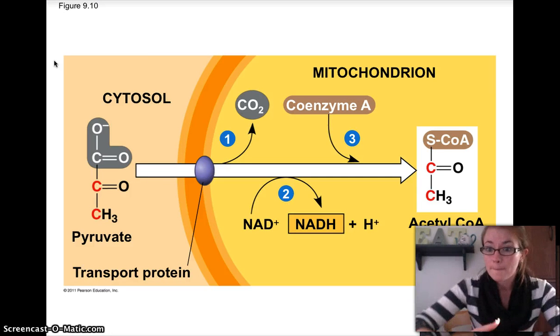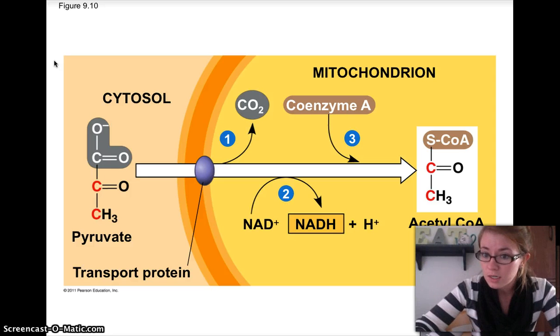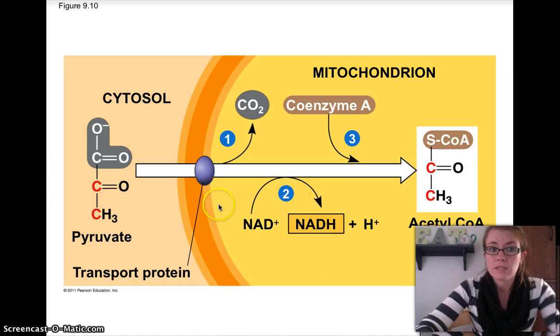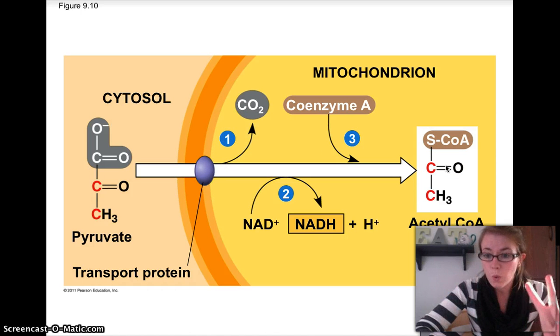You don't need to know what these 3 steps are, except you should know that a carbon dioxide is released in this step, and NADH is released in this step, and we end up with acetyl-CoA. Okay? So this is just for one pyruvate. So we see here 1 pyruvate gives us 1 CO2, 1 NADH, and 1 acetyl-CoA. So this happens twice for every glucose molecule, because remember, each glucose molecule gave us 2 pyruvates. So this is going to happen twice, okay?